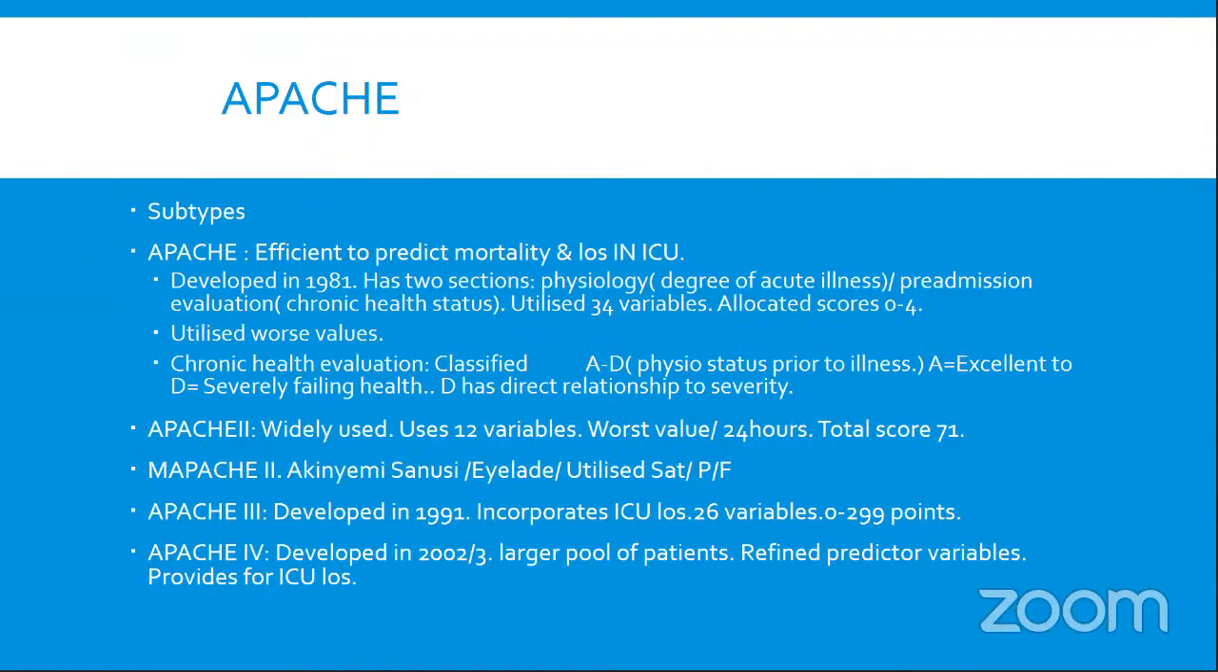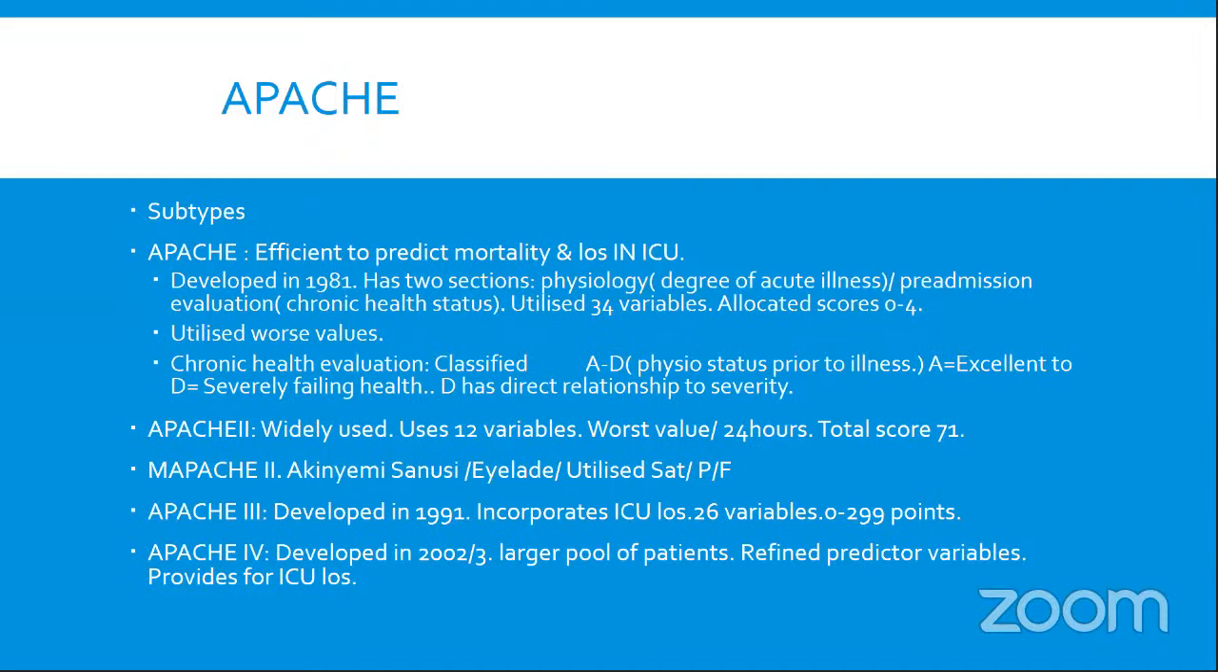So he divided it into three classes: the acute physiological variables, then the age, and then the chronic health evaluation, graded A to D. A means an apparently healthy person, and D means someone who is severely failing. D, meaning severely failing health, shows the person will have a direct relationship to increased mortality, and it shows how severe the illness is.